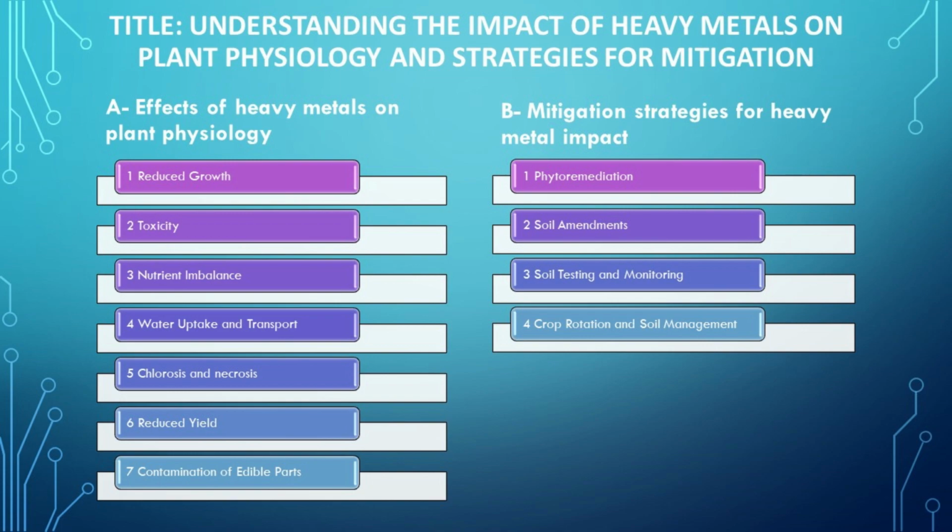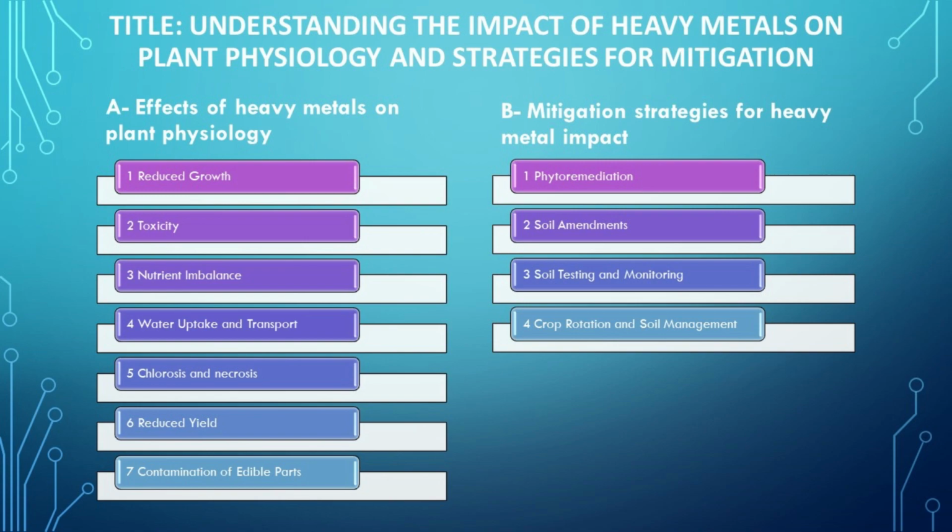Today, we embark on a journey to explore the intricate topic of understanding the impact of heavy metals on plant physiology and strategies for mitigation. Agriculture, the bedrock of our existence, provides sustenance, energy, and resources. However, it doesn't come without repercussions. In this lecture, we'll meticulously dissect how heavy metals in agriculture mold our environment and delve into strategies to temper their impact on plant physiology and mitigate their ecological footprint.